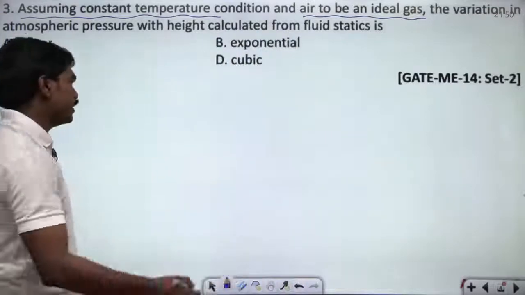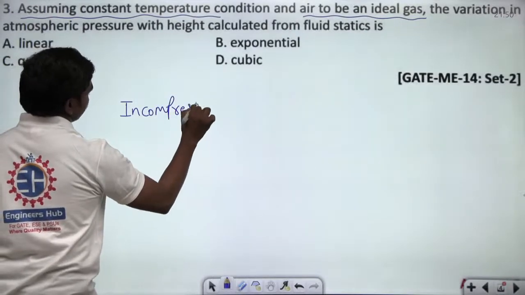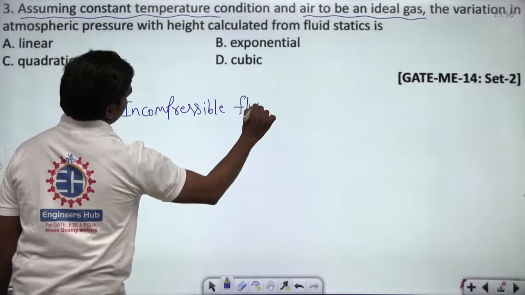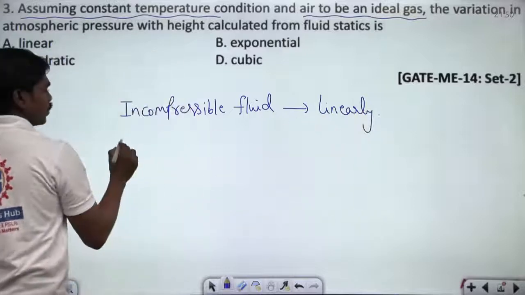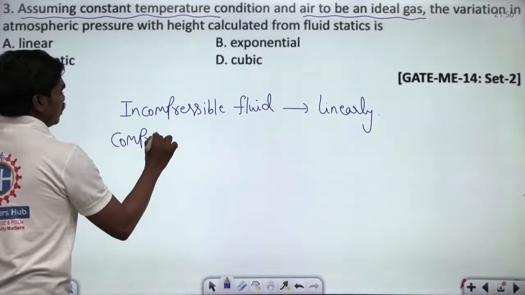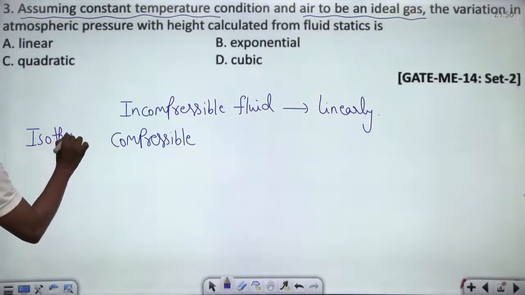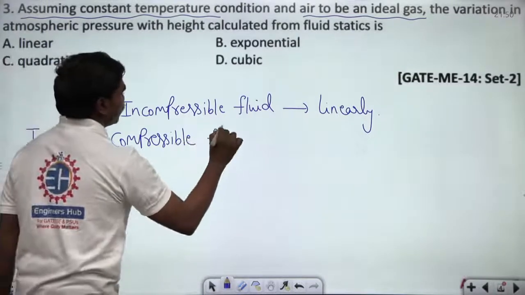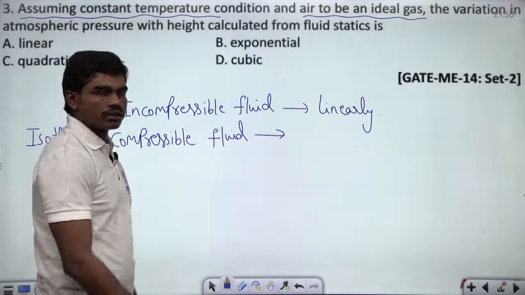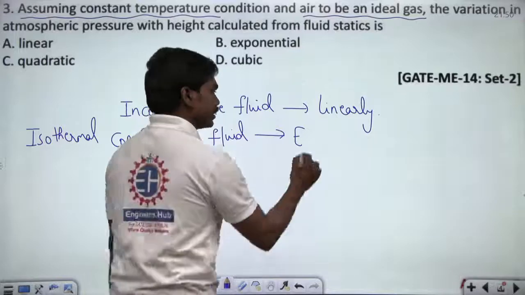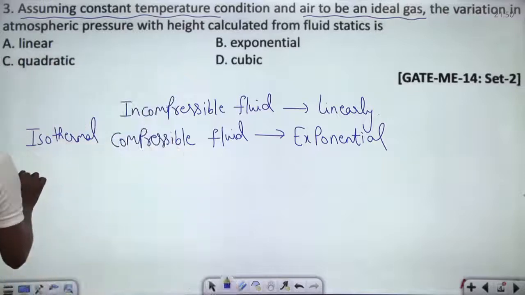So let us write the relations once again. In case of incompressible fluid, pressure varies linearly. This is what we have seen. Correct? So in case of an isothermal compressible fluid, can anyone tell me, this is the question they are asking, we got exponential. Very good, Vienna. So exponential, this is what we have got here. Correct?